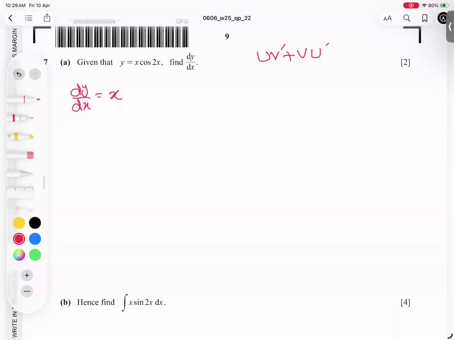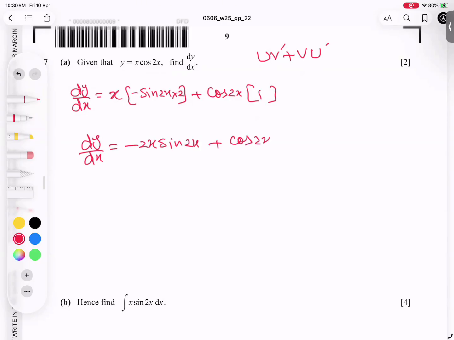So x copy the derivative of cos in the bracket, then cos copy into the derivative of the first function. So here negative sign, sine double x into 2. This 2 comes from the angle derivative. And this x has a derivative 1. So I think this part is clear. So we have done negative. This 2 we can bring outside. So negative 2x sine double x, and plus cos double x.